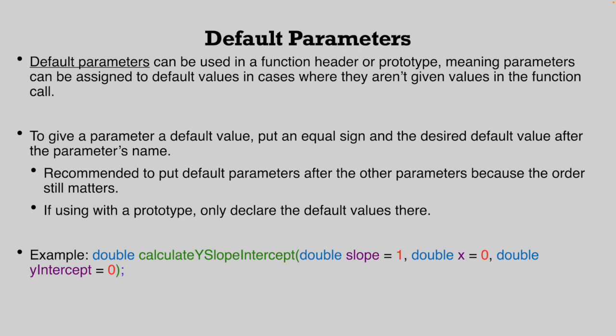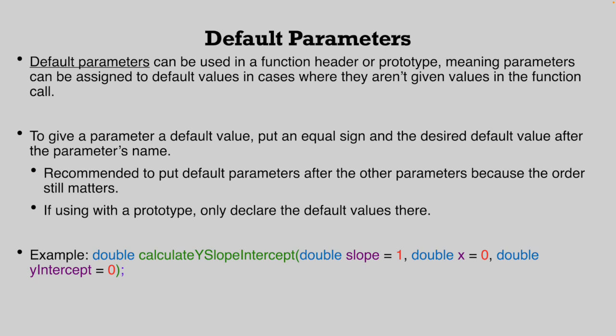So now we have default parameters. The thing with default parameters is that you can either use them in the function header or prototype, and what they will do is assign default values to the parameters in cases where the parameters aren't given any values in the function call. So to give a parameter a default value, you'll just put the equal sign and the desired default value after the parameter's name.